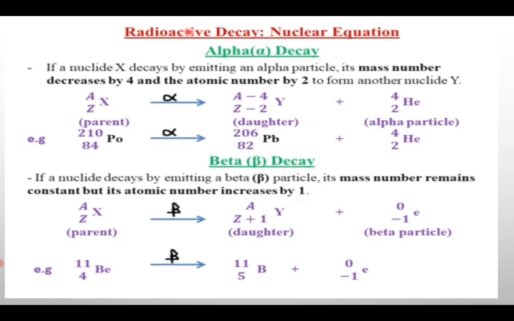So what happens during alpha decay? When an alpha particle is being released from the nucleus of a parent, there's a change in the nucleus. So if a nuclide X decays by emitting an alpha particle, its mass number decreases by 4 and its atomic number decreases by 2 to form another nuclide or element Y. I hope we are together there.